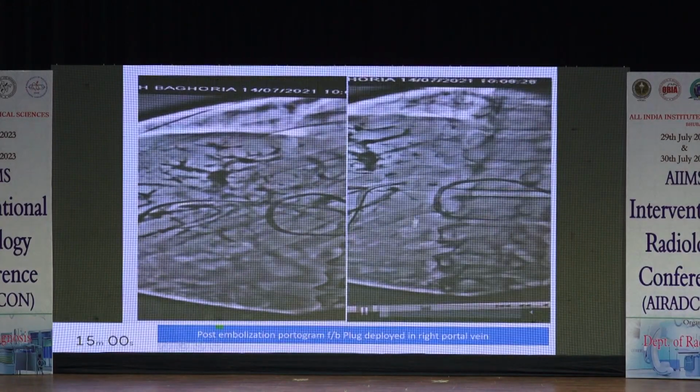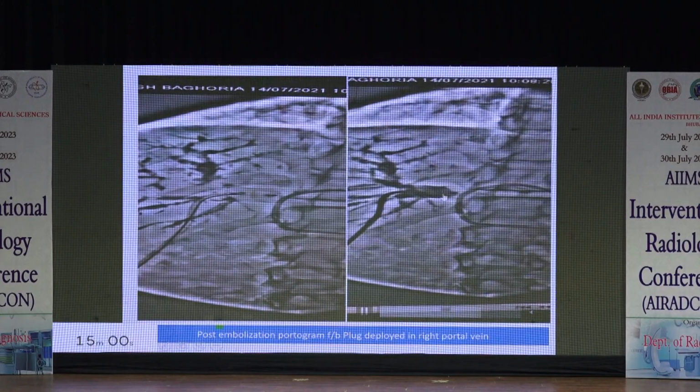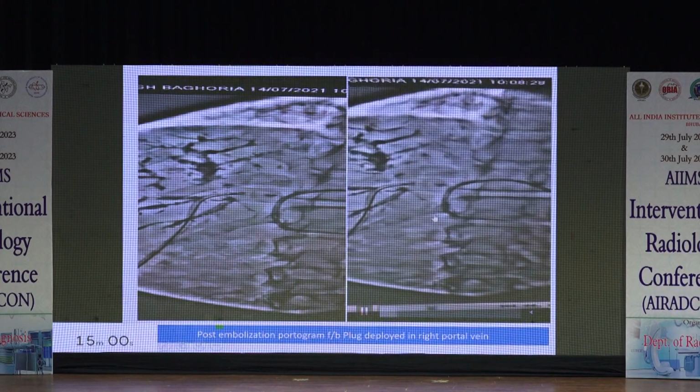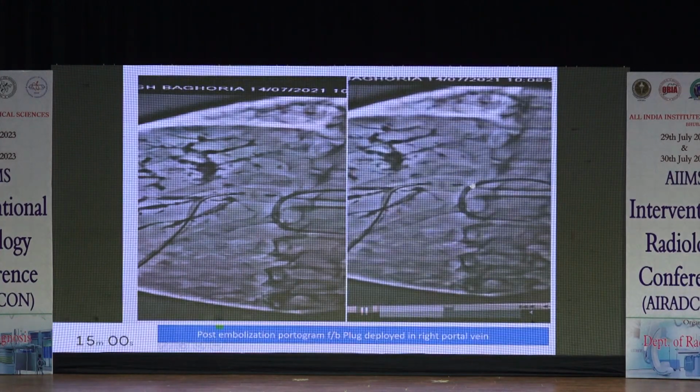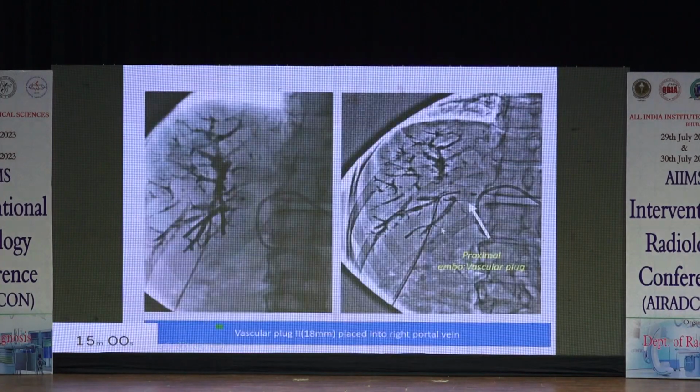So this plug has been placed in the right portal vein. A contrast run has been taken. We are confirming the position, that it has to be in the right portal vein, and there has to be some stump of right portal vein left for resection. After that, the plug has been deployed. So what is the purpose of a vascular plug in the right portal vein? It does proximal embolization.